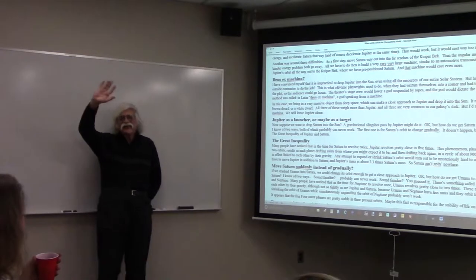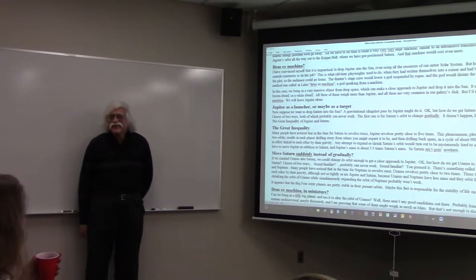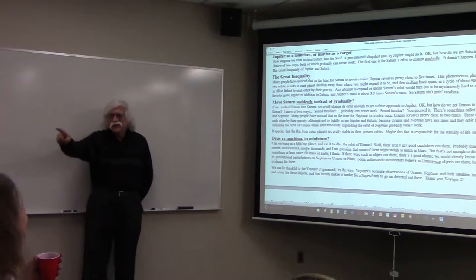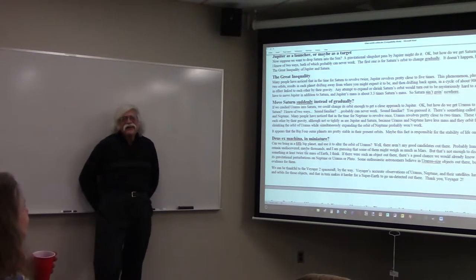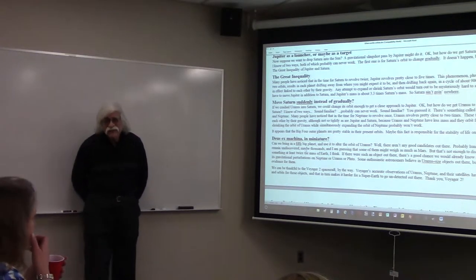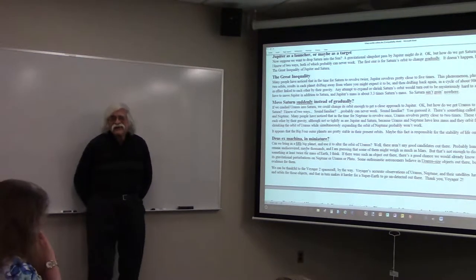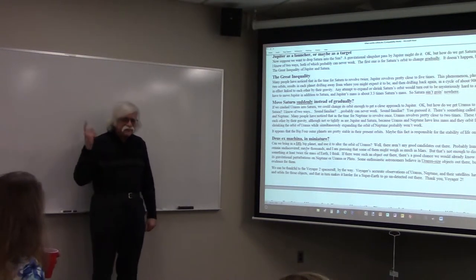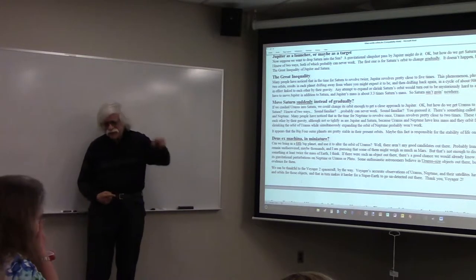How many people have heard of the Great Inequality of Jupiter and Saturn? One. Two. Three. Okay. For every twice that Saturn goes around the sun, it's 29 years, times two is 58. Jupiter goes around five times, 11 times, comes out pretty close. And so the result is that Jupiter and Saturn are linked by their gravity. Five times around Jupiter, Saturn twice around.